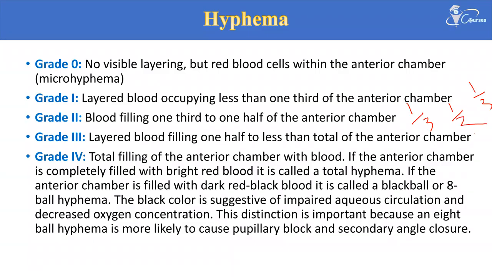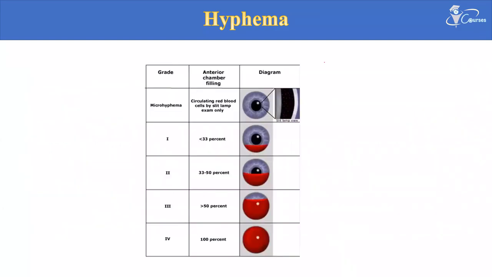Grade 3: between half and less than total, so it is subtotal. And grade 4 is complete filling of the anterior chamber with blood, so it is called total hyphema. And if the blood turns into dark red blood, then we call it a black ball or 8-ball hyphema. This black ball suggests impaired aqueous circulation. Okay, so here are the grades.